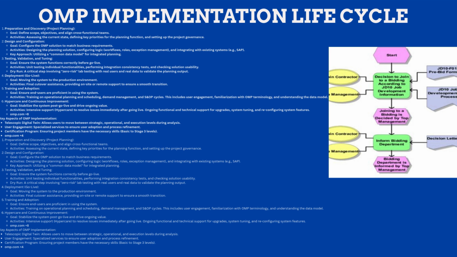OMP.com+8. Key aspects of OMP implementation. Telescopic digital twin. Allows users to move between strategic, operational, and execution levels during analysis. User engagement. Specialized services to ensure user adoption and process refinement. Certification program. Ensuring project members have the necessary skills, basic to stage 3 levels.